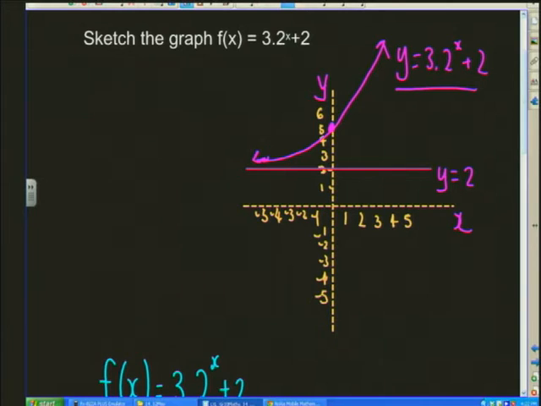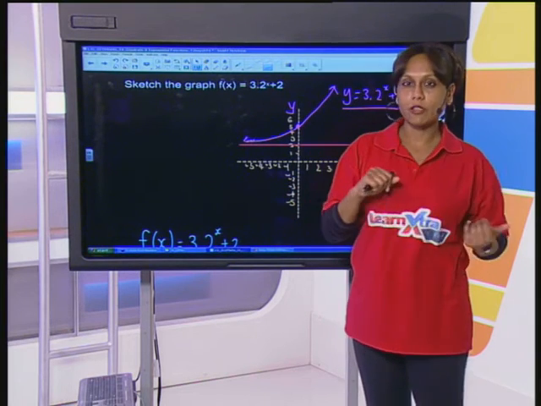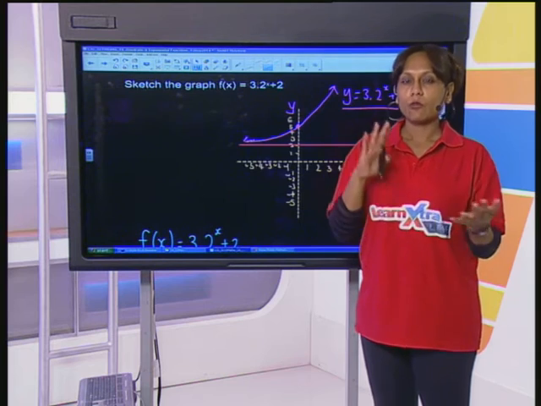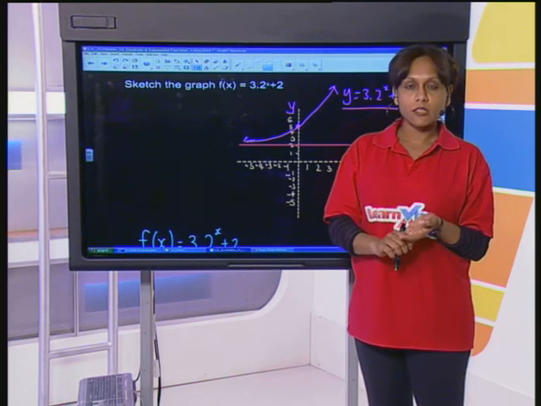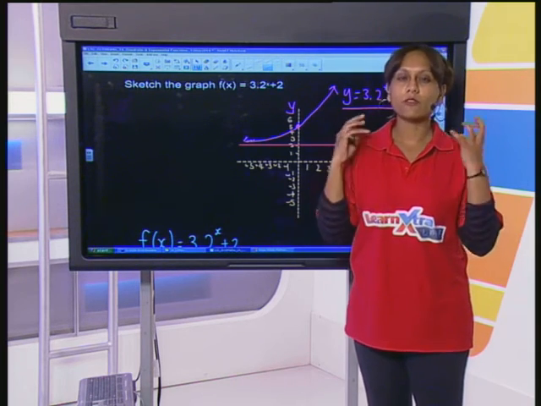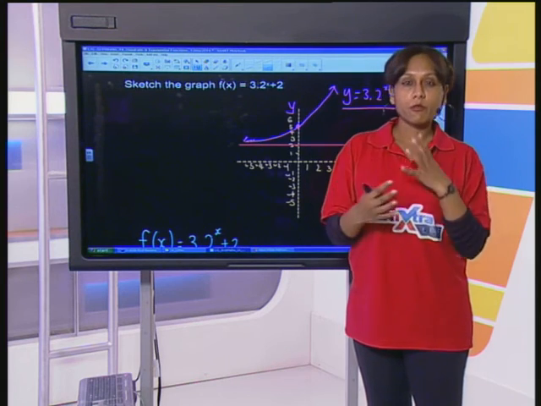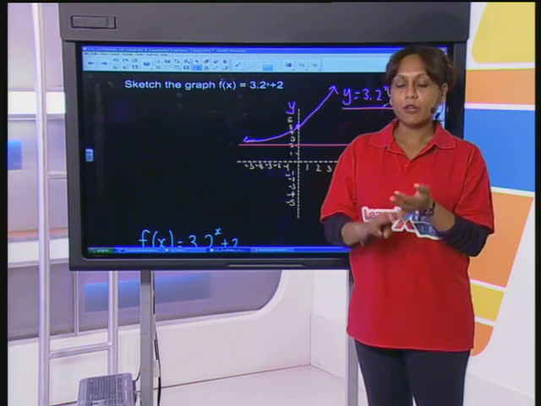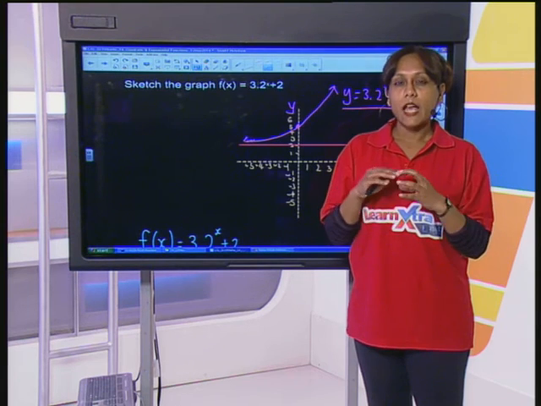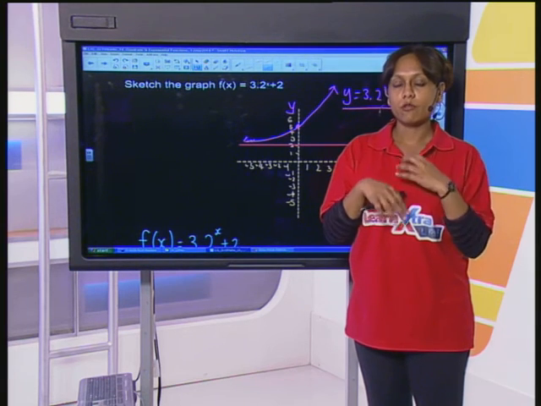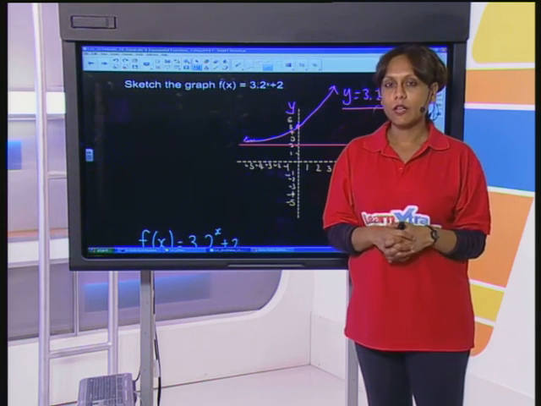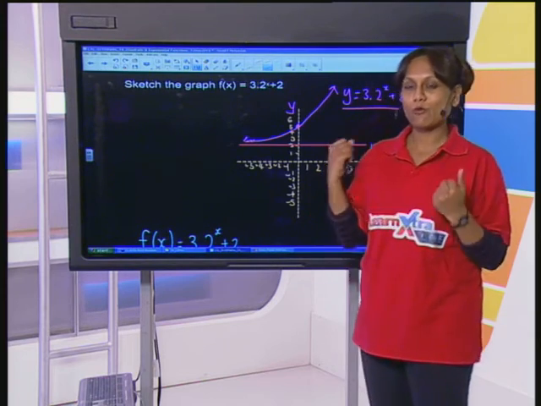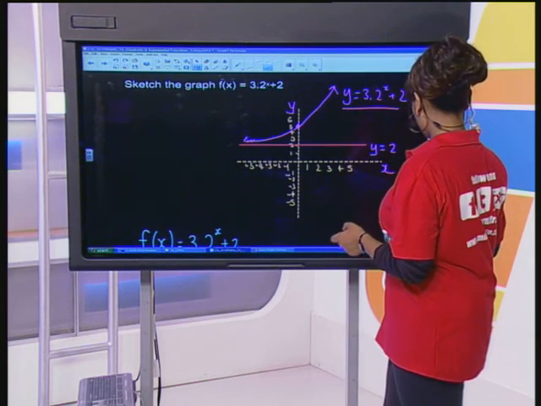How do we go about sketching an exponential graph? Well, there we go. That's how we do it. We look for the shape, we find the intercepts, we find the asymptotes, and then we put all of that information together, remembering to label our axes, put down our asymptote on the graph, and also put in all of those key points like your y-intercept.